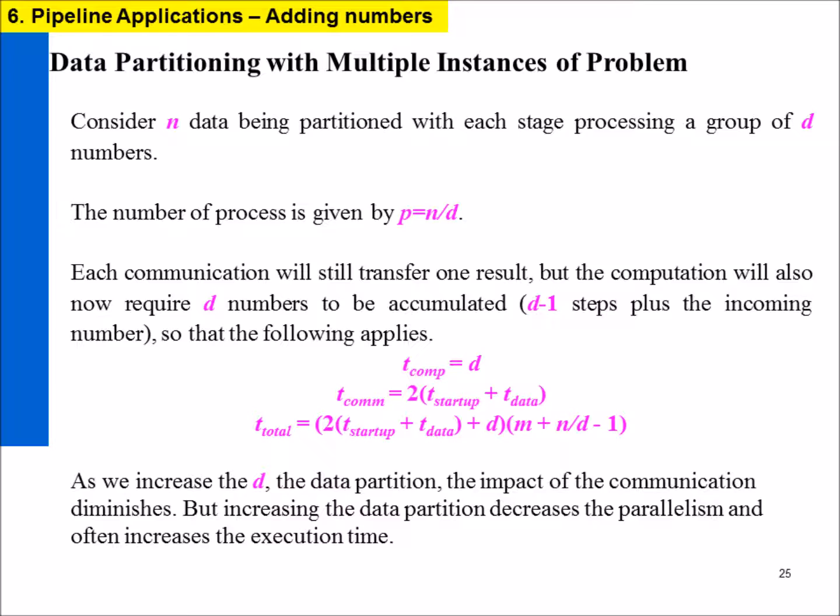So this means obviously that as we increase D, the data partition, the impact of the communication on the overall time diminishes. But increasing the data partition decreases the parallelism and often increases the execution time. So you've got a trade-off here, and you've got to balance it to find when you get the biggest bang for your buck. Okay, so there you have it.